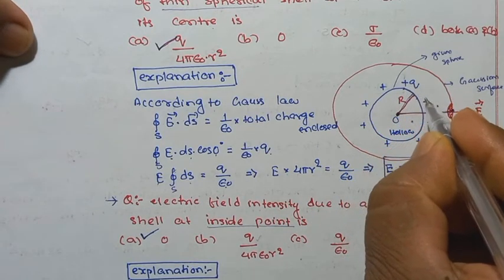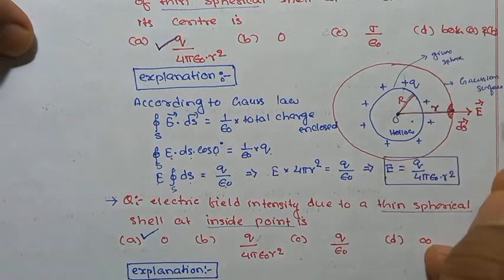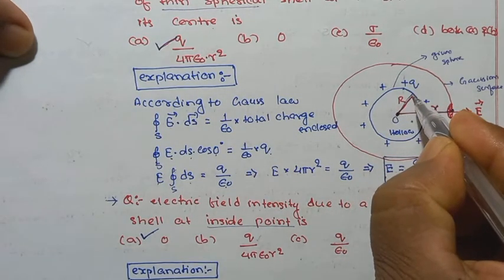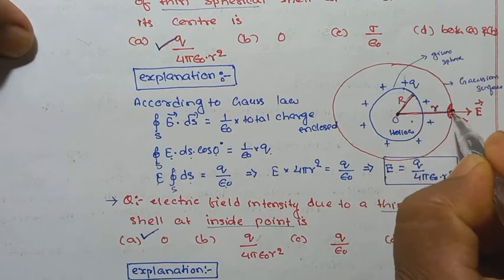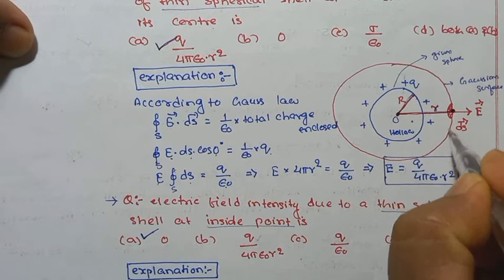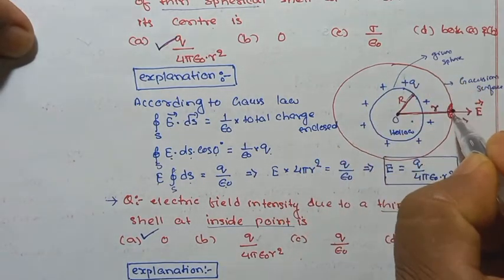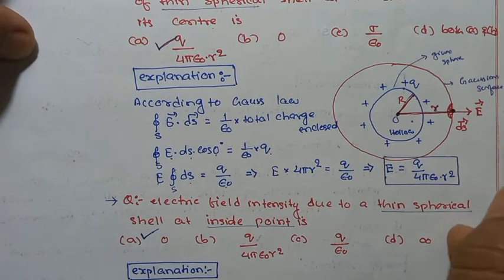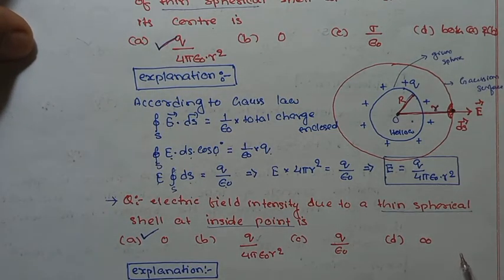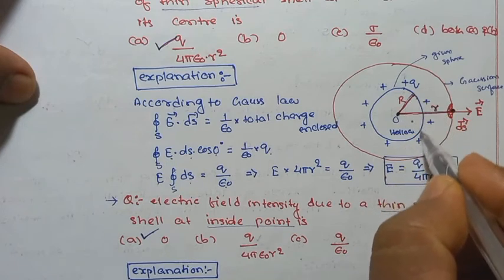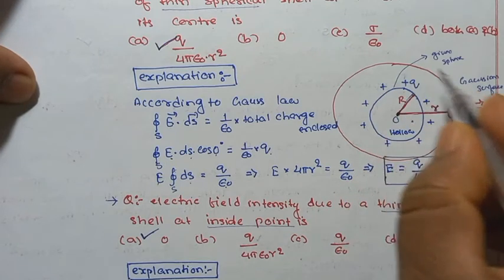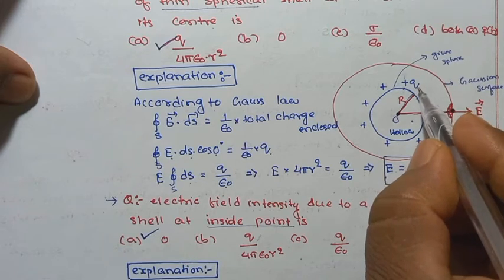So charge is uniformly distributed on the surface of the spherical shell. This R is the radius of the spherical shell. Now we'll select a point outside the spherical shell. This is the outside point. So taking this distance as radius and O as the center, we will draw this Gaussian surface. So according to Gauss theorem, closed surface integration of E vector dot ds is equal to 1 by epsilon 0 times the total charge enclosed by the surface. Here see, the charge is lying inside the Gaussian surface. So total charge enclosed by the surface is Q.